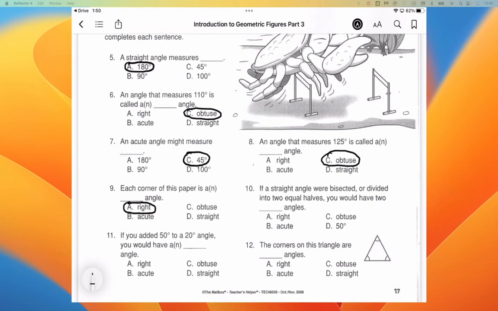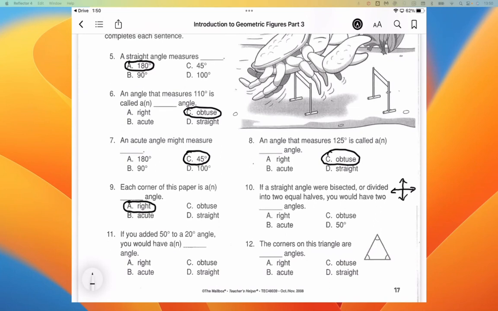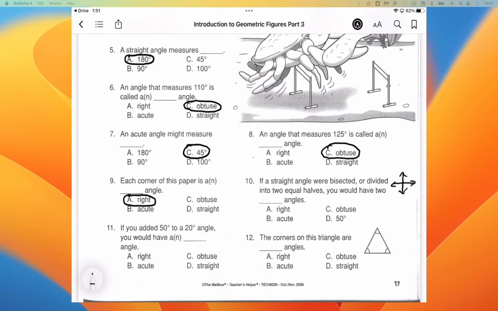If a straight angle were bisected or divided into two equal halves, you would have two blank angles. And so I'm going to demonstrate that here. Here we have a straight angle, and I'm going to bisect it with another straight angle. And in the instance that that happens, we're cutting that 180 degrees in half. So every one of these corners that would be formed here would be half of 180 or 90, making them all right angles.